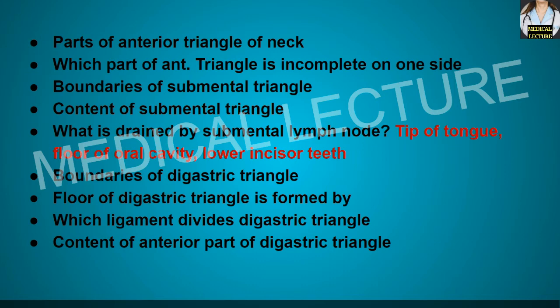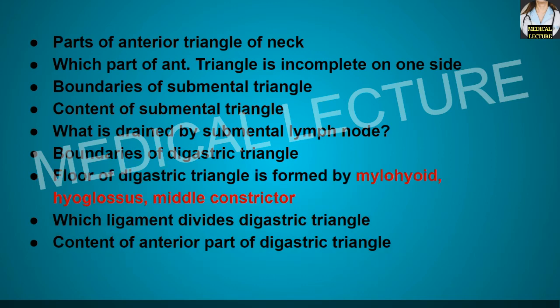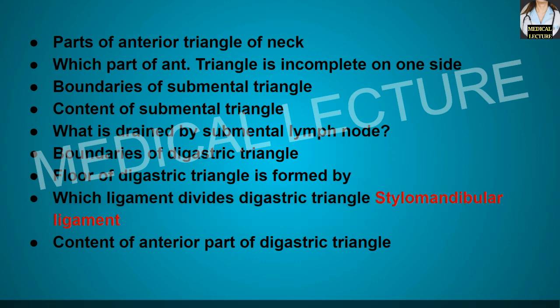Boundaries of the digastric triangle are: base by the body of mandible and the sides by the anterior belly of digastric muscle. Floor of digastric triangle is formed by mylohyoid muscle, hyoglossus muscle, and the middle constrictor muscle of pharynx. Which ligament divides the digastric triangle? It is the stylomandibular ligament.